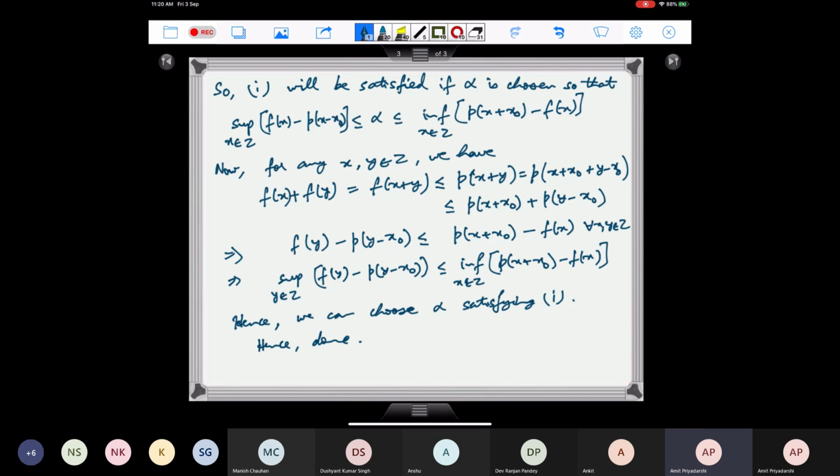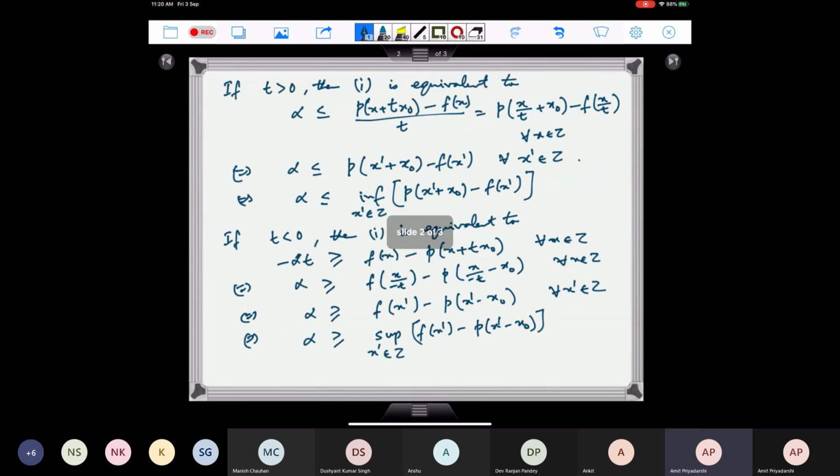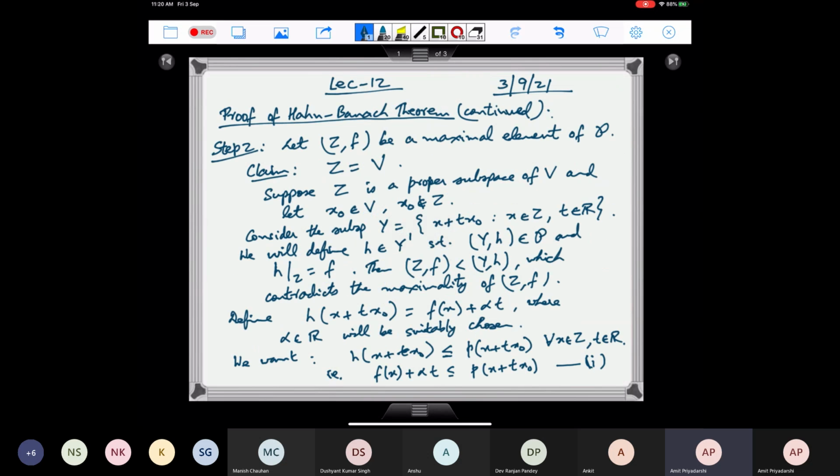Of course, you see that this choice of alpha need not be unique. If the supremum is strictly less than the infimum, then there will be infinitely many choices of alpha, and therefore this extension is again not unique. So you can have many different extensions to a bigger subspace, bigger space.